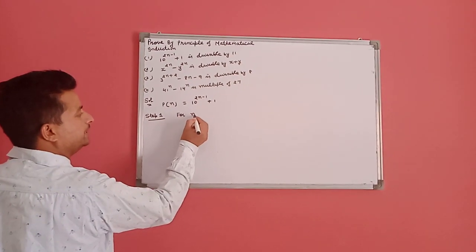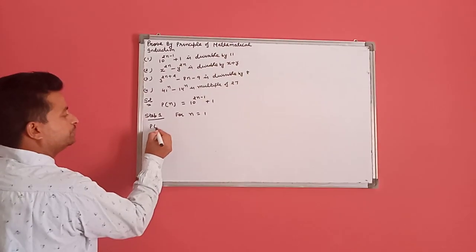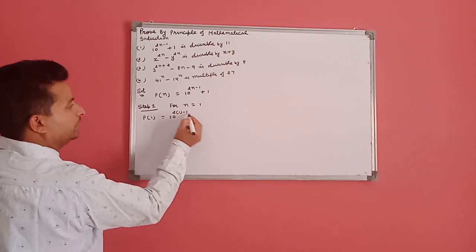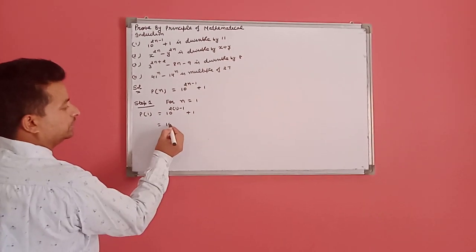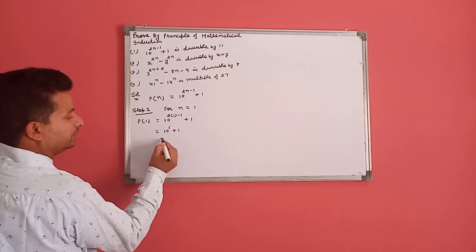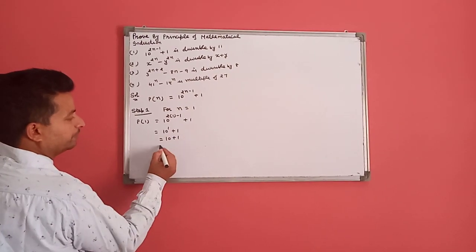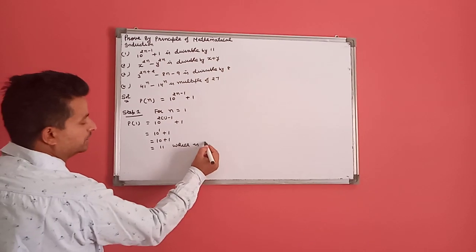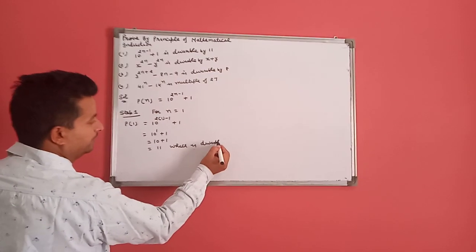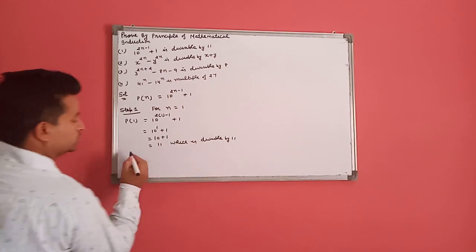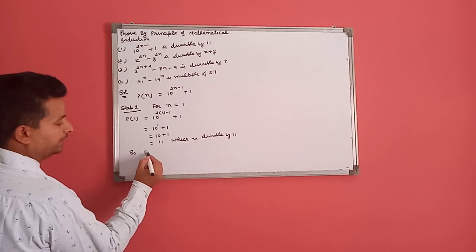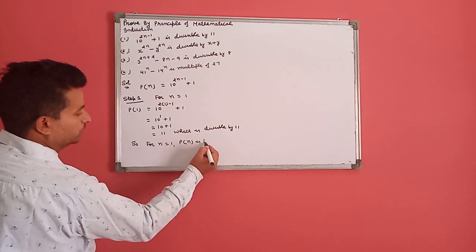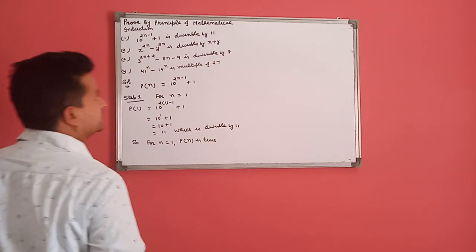In step 1, for n equal to 1, that is P1, 10^(2n-1) + 1 with n equal to 1 means 10^1 + 1. 10 power 1 is 10, so we get 11, which is divisible by 11. So for n equal to 1, Pn is true. This is the first step.